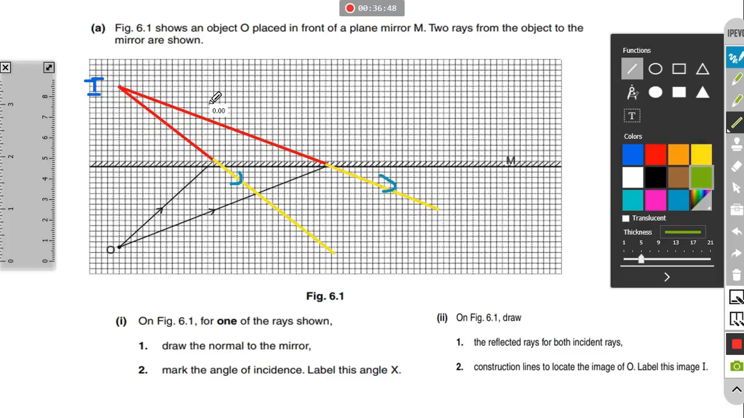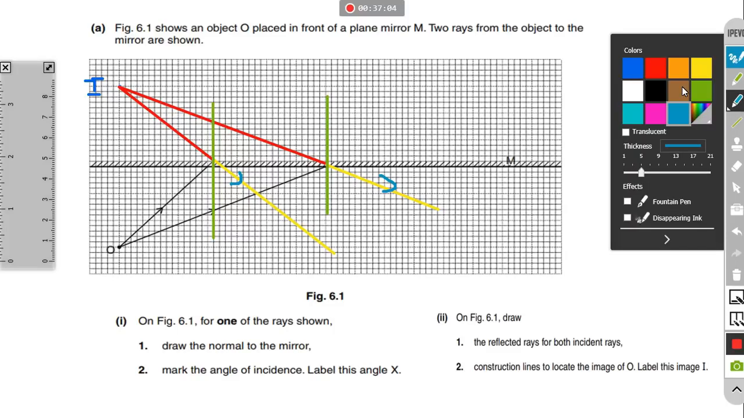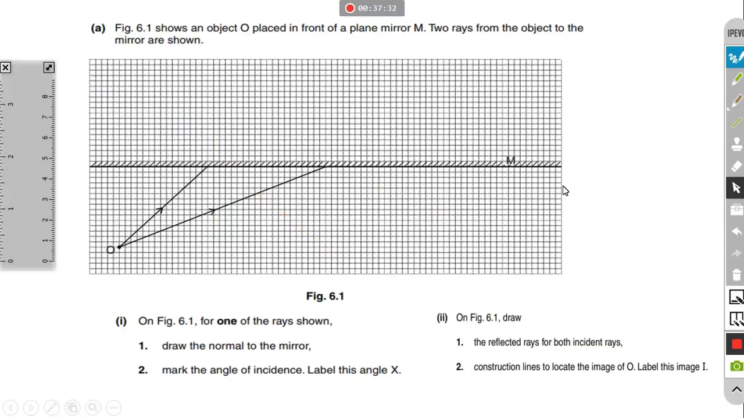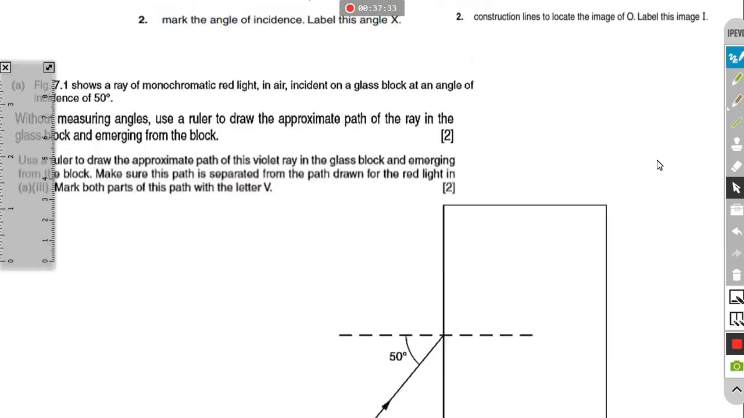Now we can then draw the normal. It's like we are doing everything in reverse, and we do the same for here. We can also label the angles. So this is the incident angle. For one of them, you label one of them as X. Okay, so this is X, the incident angle. And that's how you do the reflection question. Now the next question, we deal with light refraction.